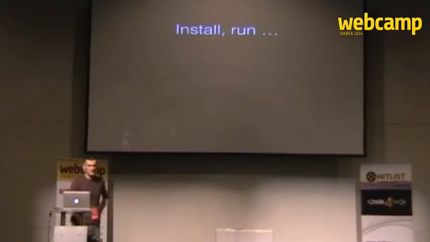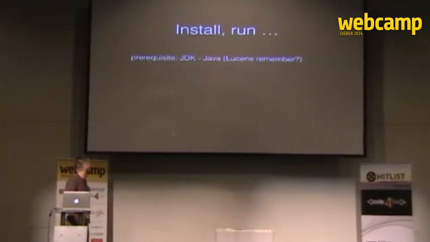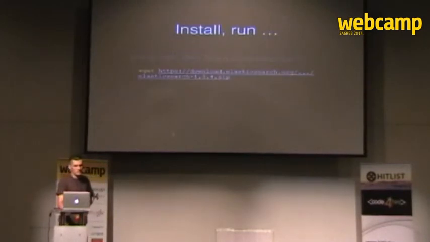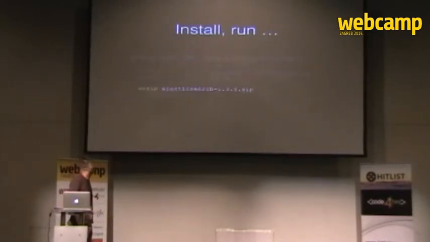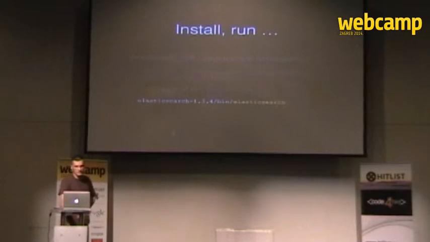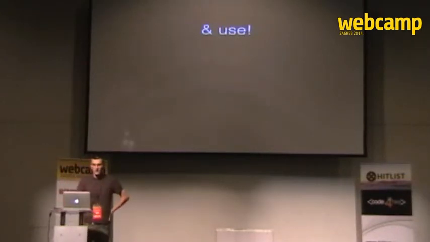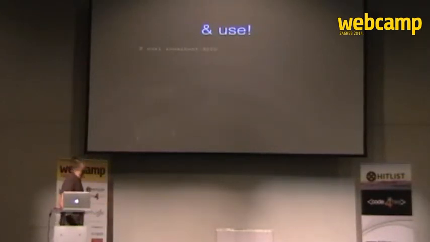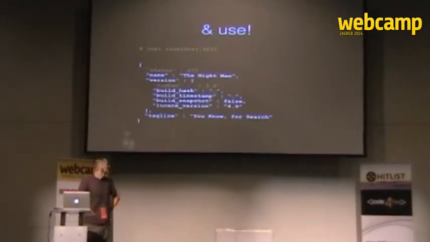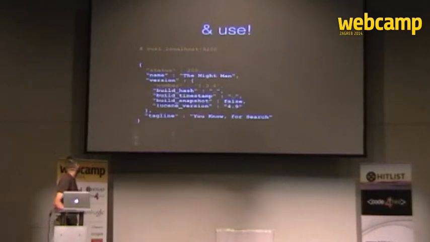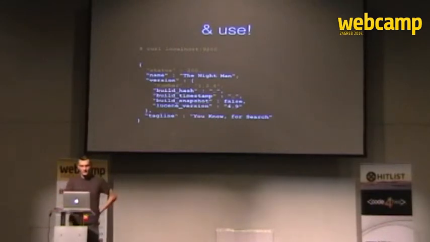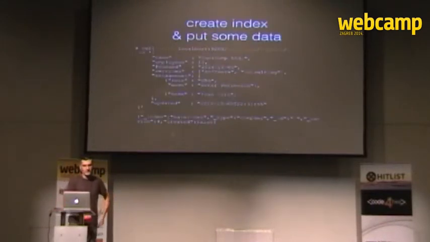So installing and running is quite simple. You need to have a JDK, since it is Lucene based. You download it, you unzip it, and you run it. So this is so simple. And you can use it. So just a normal ping, the default port is 9200. You get a result with the version number it is running on, and the Lucene version number, which is used for search.